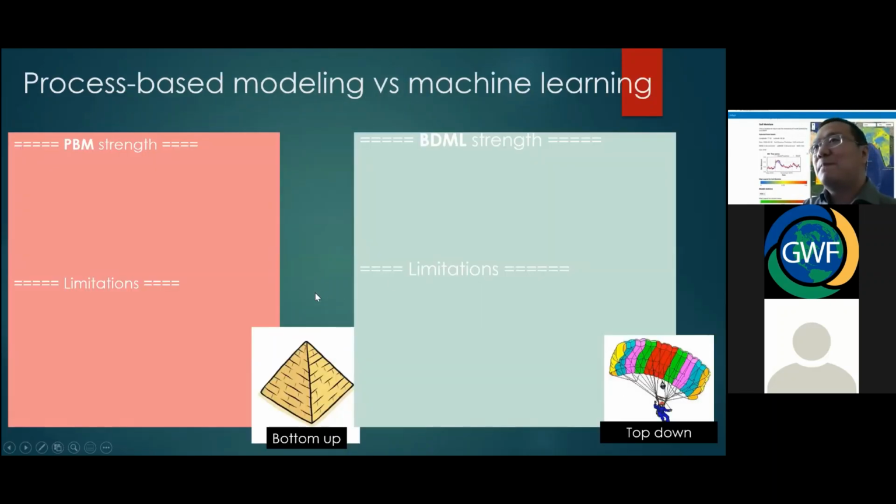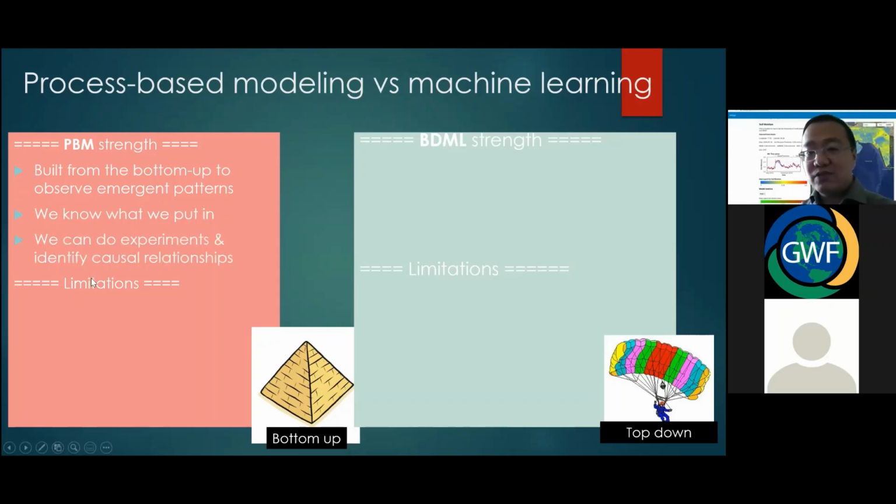So come back and think about this whole thing. Let's zoom out a little bit. We look at the process-based models. What are the advantages and pros and cons of each of these? The process-based models are built from the bottom up to observe emergent patterns. We hope we know what we put into these models. We can run experiments and we can identify the causal relationships. We can assess those relationships.